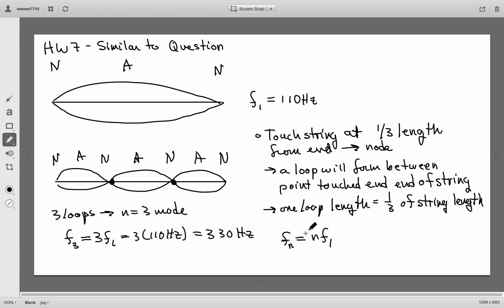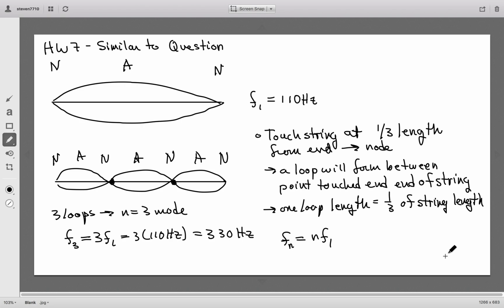Now in your problem, you touch the string at 1/7 of the length from the end. How many loops are going to form? How long is the loop compared to the string length? I don't give you any numbers for the string length. So what you need to understand is, a loop is going to form between where I touch the string and the end. And all the other loops have to be the same length, the same proportional length of the string. So I'm hoping that is a helpful hint.